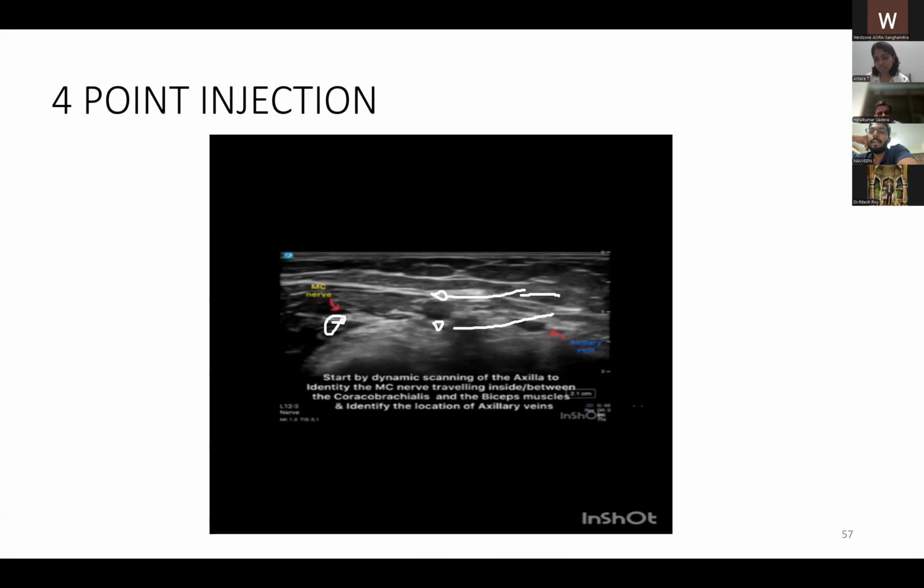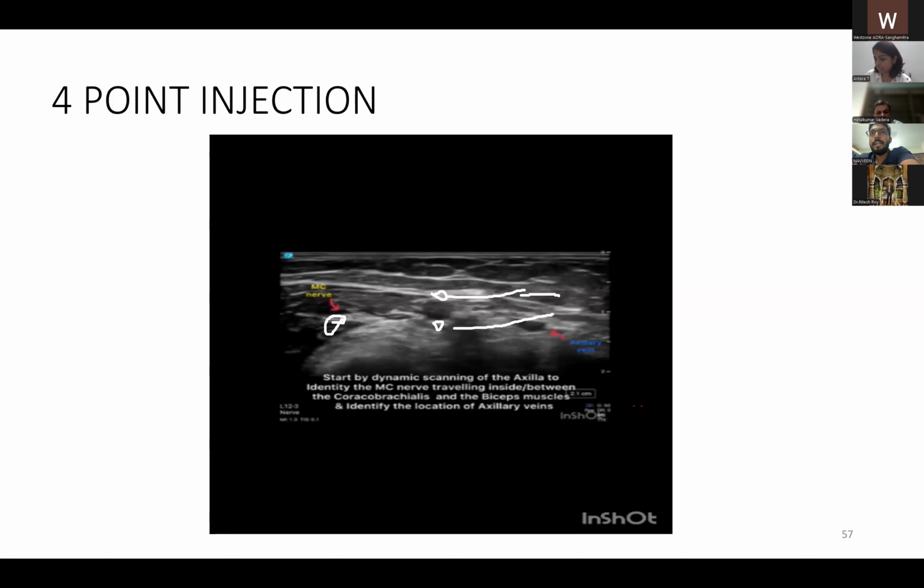Sir, this one is periplexus and another one is intraplexus, sir. Okay. So where do you deposit in periplexus, and what is periplexus and what is intraplexus? Sir, periplexus is between the epimysium and the circumneurium, sir.